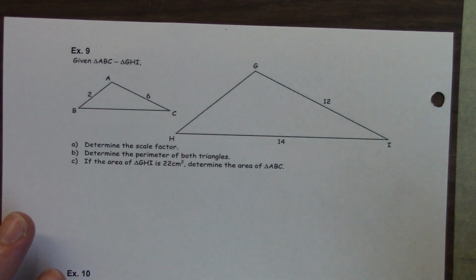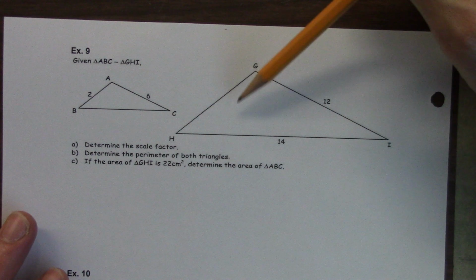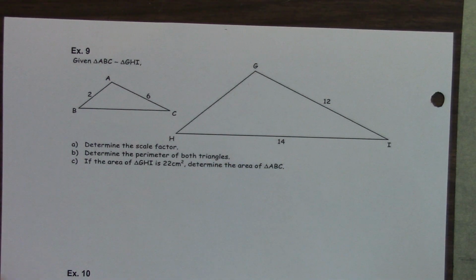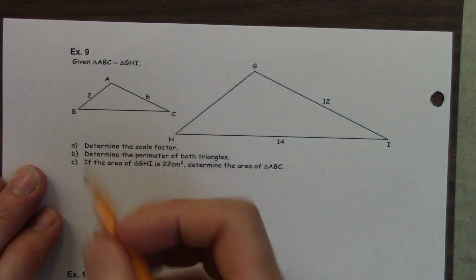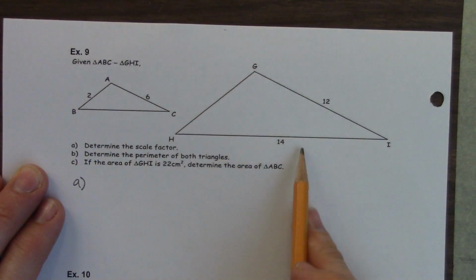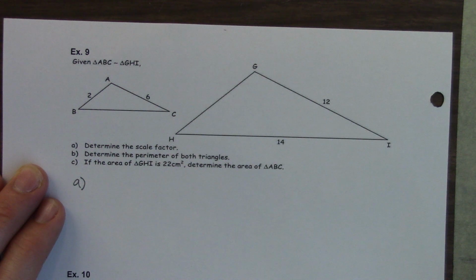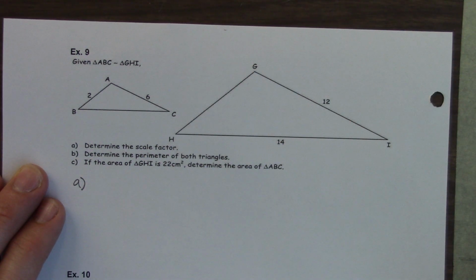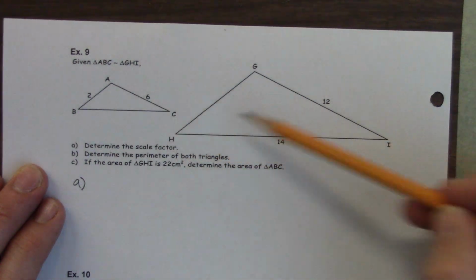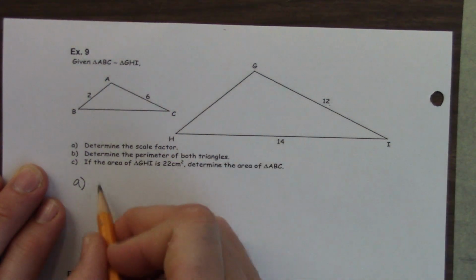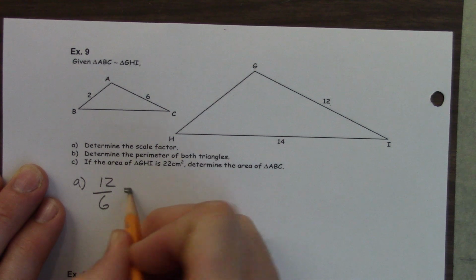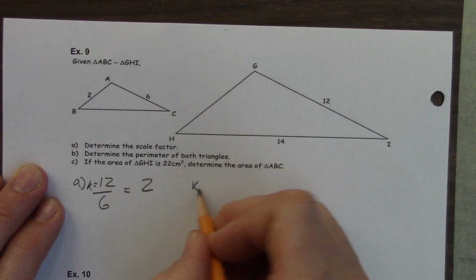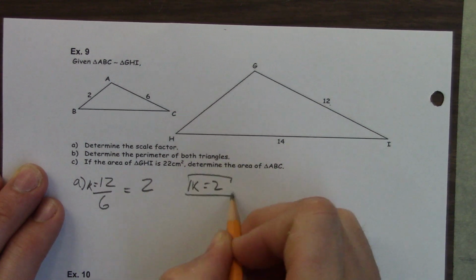Given triangle ABC is similar to GHI. They told us that. Beautiful. Determine the scale factor. Super easy here. We're just going to pick two sides and divide them. If you're not sure what side goes with what side, you have to really look at the triangle. Here I think it's pretty obvious. 12 goes with 6. So 12 over 6 is equal to 2. So K, our scale factor, is equal to 2.